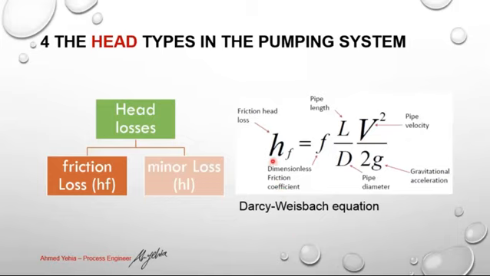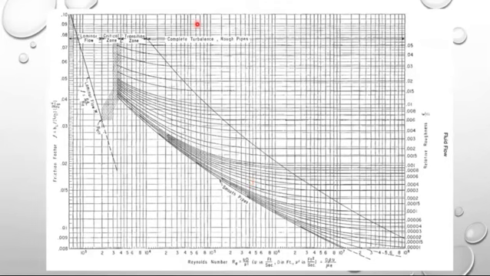Darcy equation says here, HF is the friction head loss, equal to the friction coefficient multiplied by the pipe length divided by the pipe diameter and multiplied by the pipe velocity squared, as you see here. This is the relation between the flow and the head. The flow and the head, the relation between them is squared. But the relation between the flow and the static head is constant.